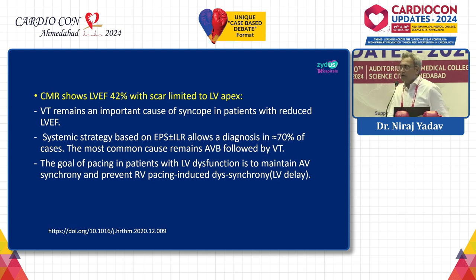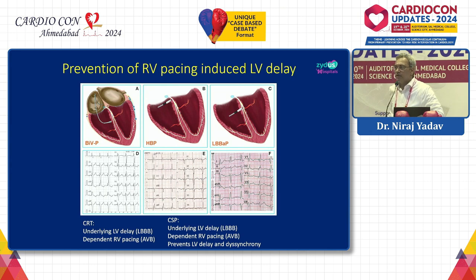So when you decide to pace these patients, the goal of pacing in patients with LV dysfunction is to maintain AV synchrony and prevent RV pacing induced dyssynchrony. You can't just go ahead and implant an RV lead in a patient who has LV dysfunction, because this patient will come with decompensation of heart failure. A patient who is in class 2 now will come back to you with class 3 and class 4. So you have to think about preserving LV synchrony or preventing delay in such patients.